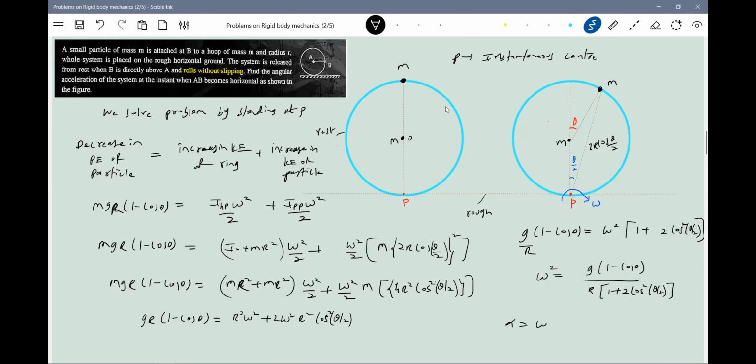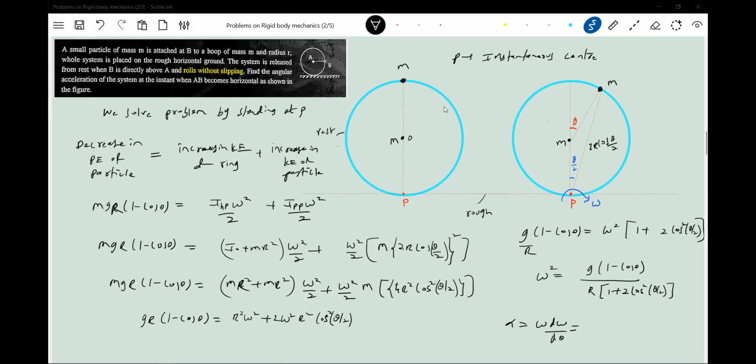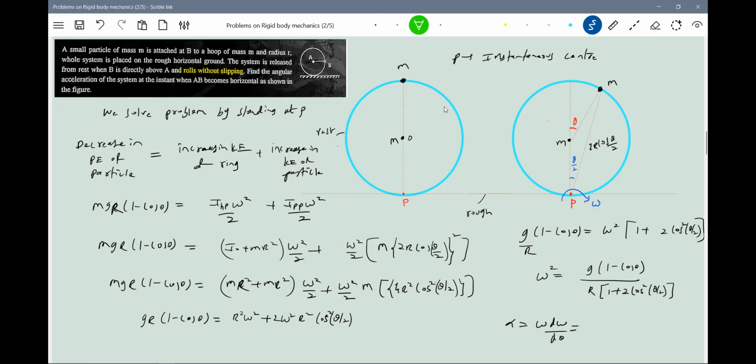To get alpha, we are going to differentiate with respect to theta, then put theta equal to 90 degrees. So shall we show that alpha here? Yes, we can show that alpha. I'll write down the answer and go for the next problem. The answer will be 3g by 8r.